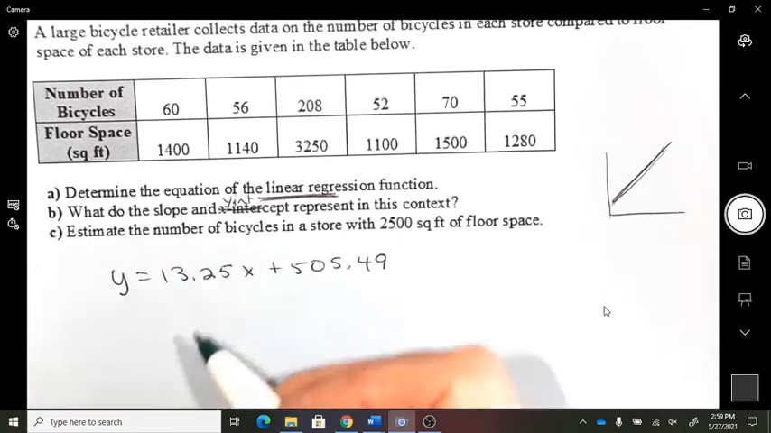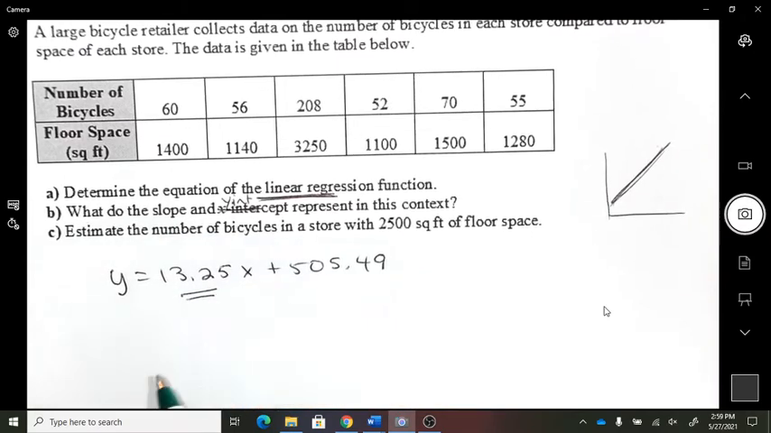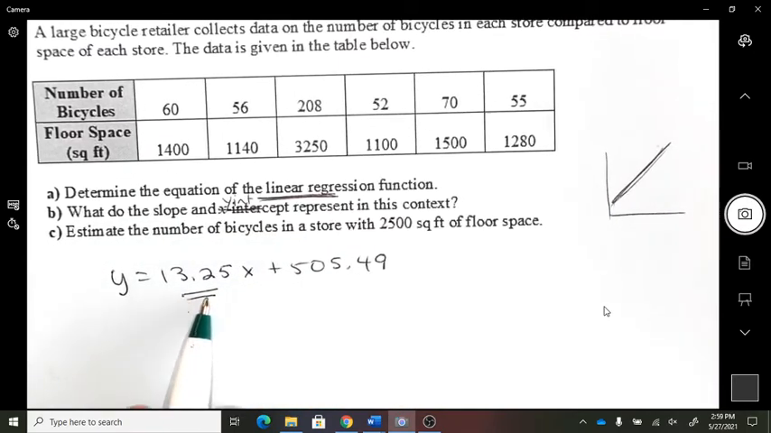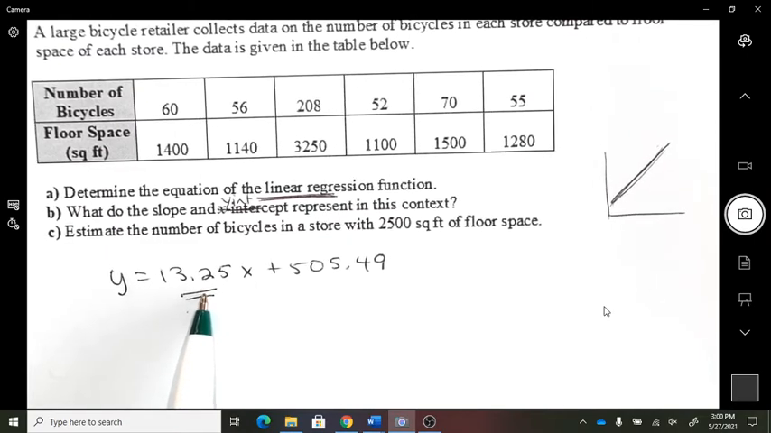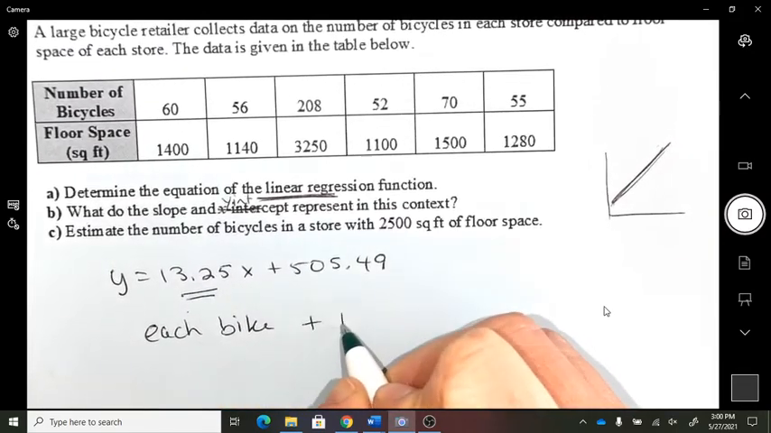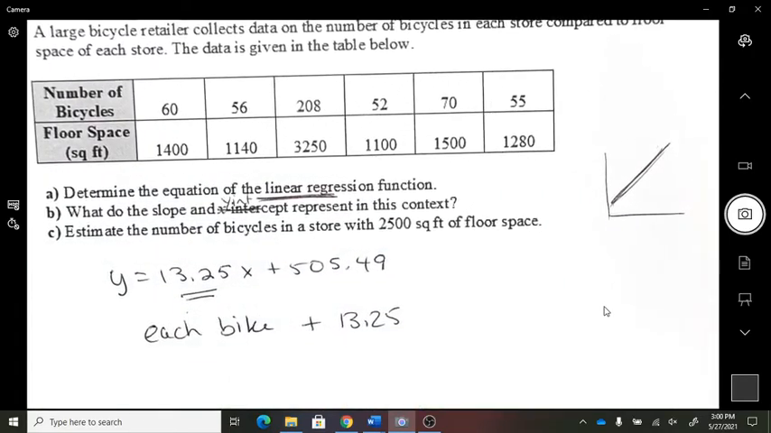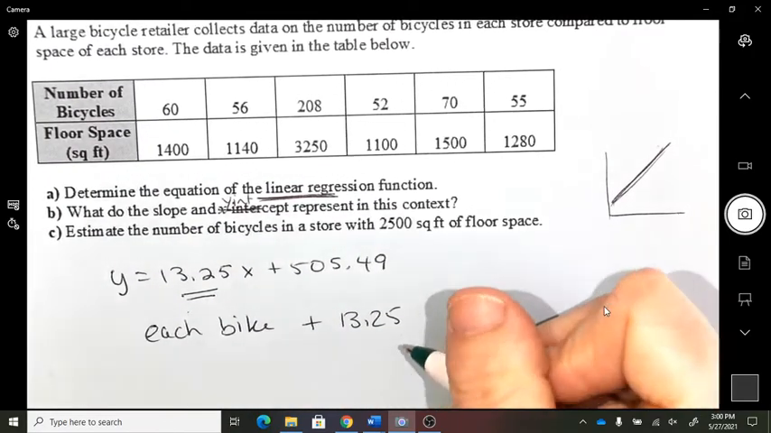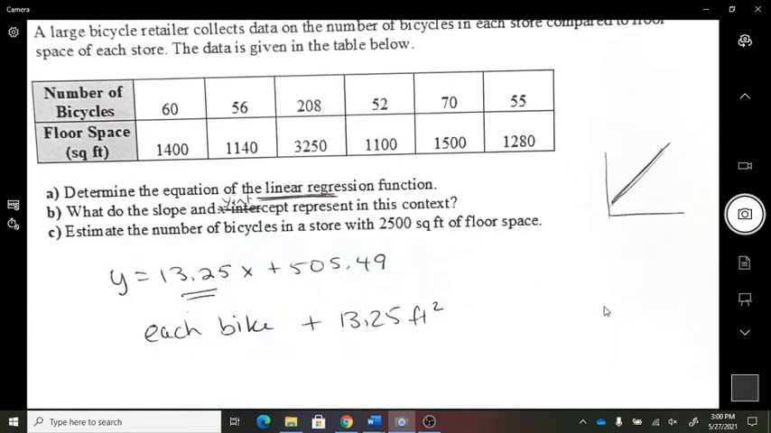Okay, so this is the slope. What does it mean? 13.25 per x. What is x? The number of bicycles. So each time you add a bike, you need 13.25 more square feet. So for each bike, you're going to have to add another 13.25 square footage. That's what that slope means.